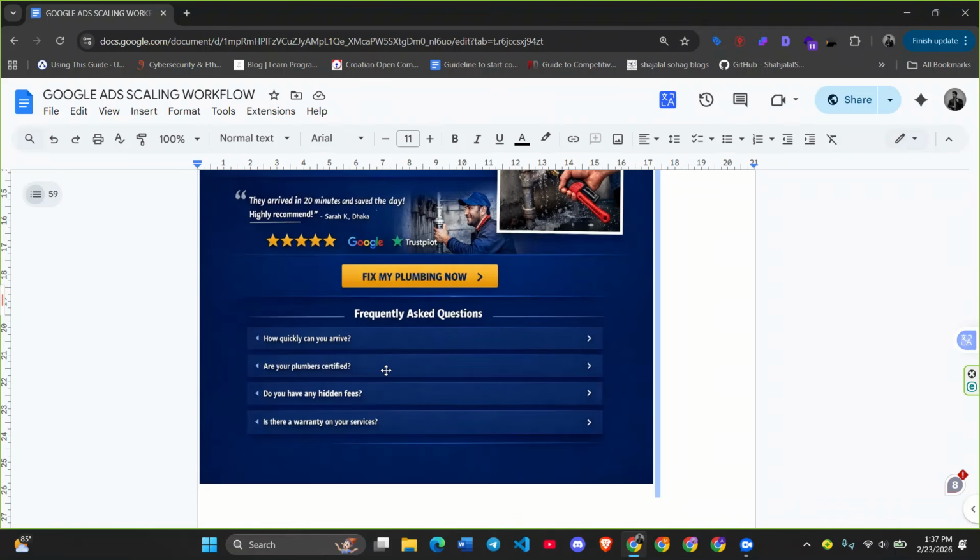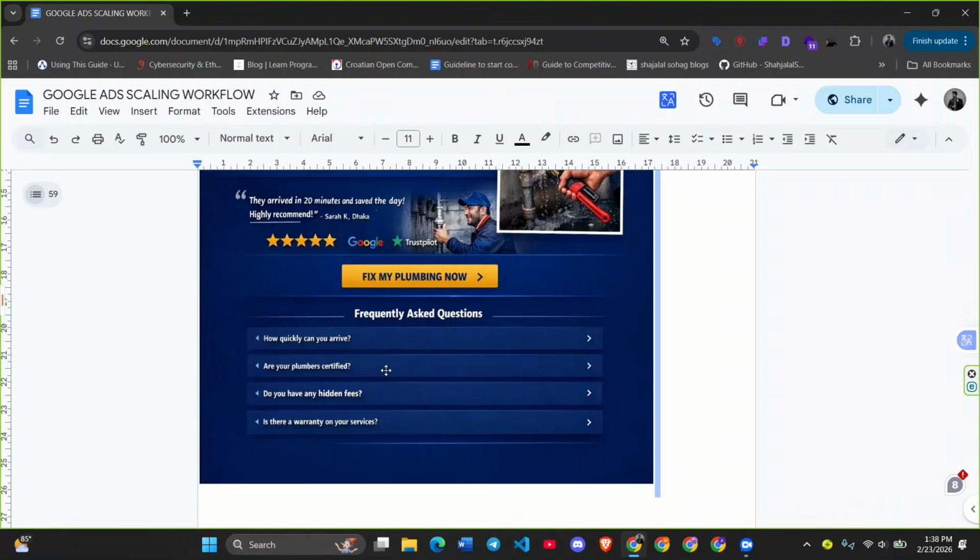Then, what is the advanced optimization for scaling? Firstly, message match optimization. What is this? This process matches the keyword to the ad, then to the landing page. For example, the audience searches for running shoes for flat feet. You can use the ad headline "Best Running Shoes for Flat Feet 2025 Guide", and also on the landing page the headline "Top Running Shoes for Flat Feet". So this is the expert fix. What is the result? The result is higher quality score and lower CPC.